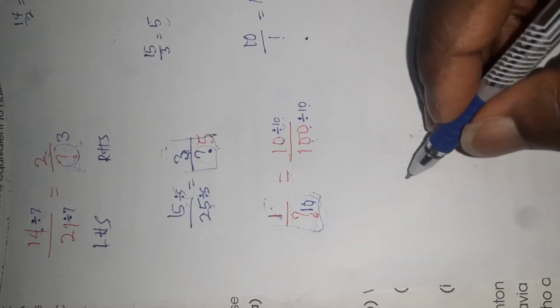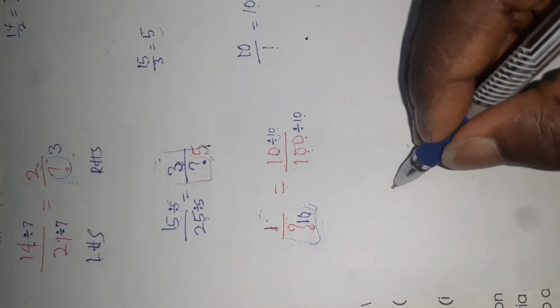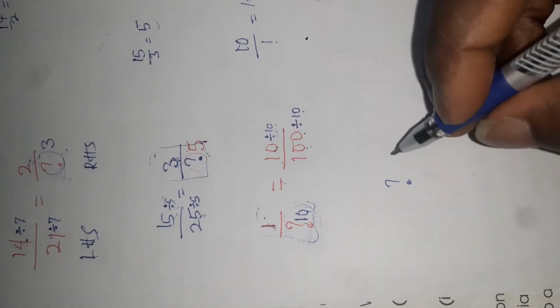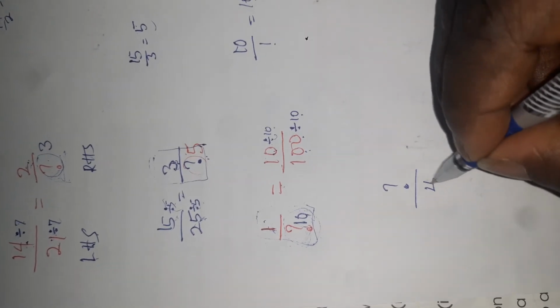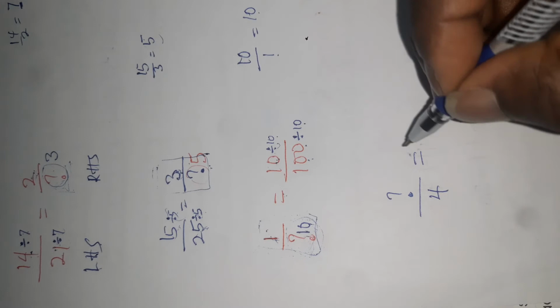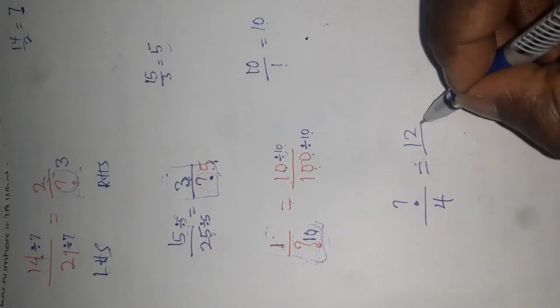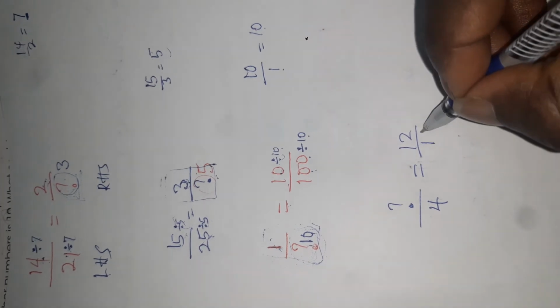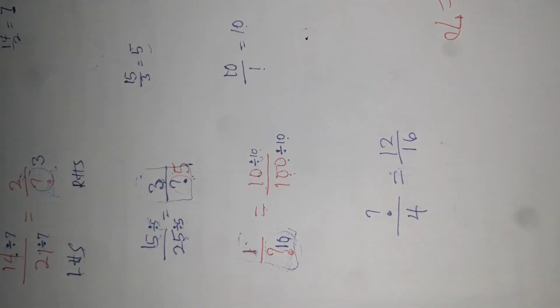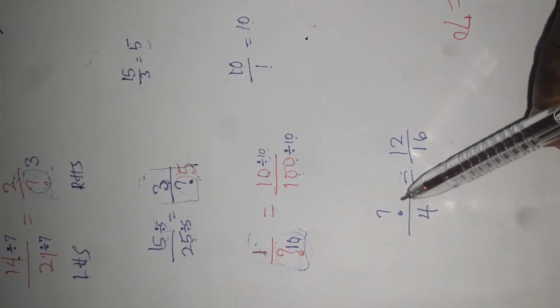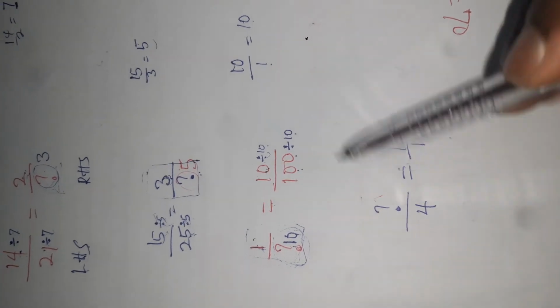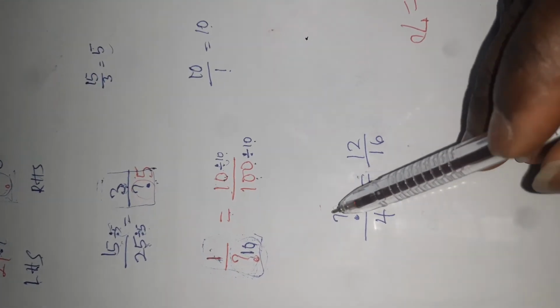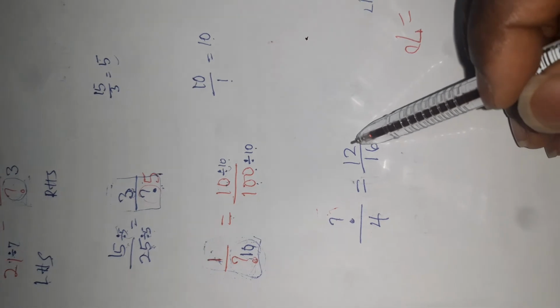Okay, now the last example. Let me take the last example. If I have a missing number over 4 is equal to 12 over 16. Now where do you have your missing number? At the right hand side. Very good. So you are going to divide your numerator by your numerator here.